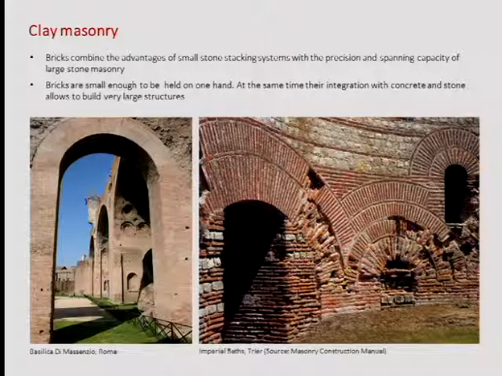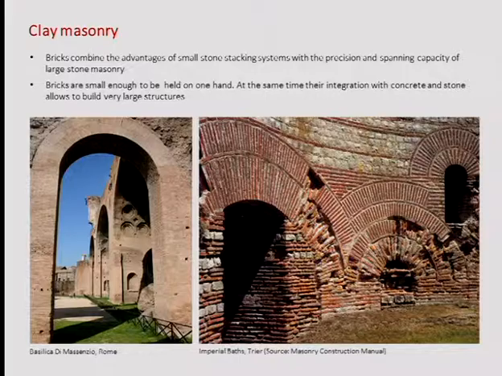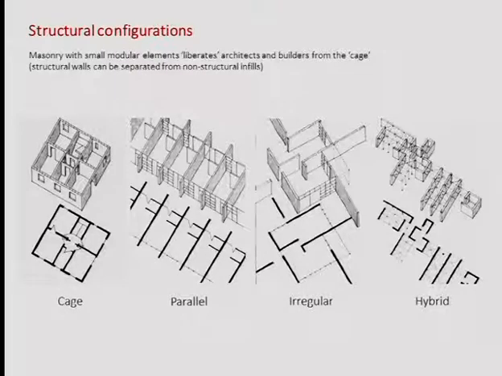So with something that you can hold in your hand, you can build this type of structure, the Basilica di Massenzio, for instance, in Rome, or these imperial baths, where you see again the arches placed one on the other. There is a combination of clay masonry and stones, and this is really an improvement of the way masonry was used. Structurally speaking, the most common typology in the period of the Romans was the cage. You see the first one on the left.